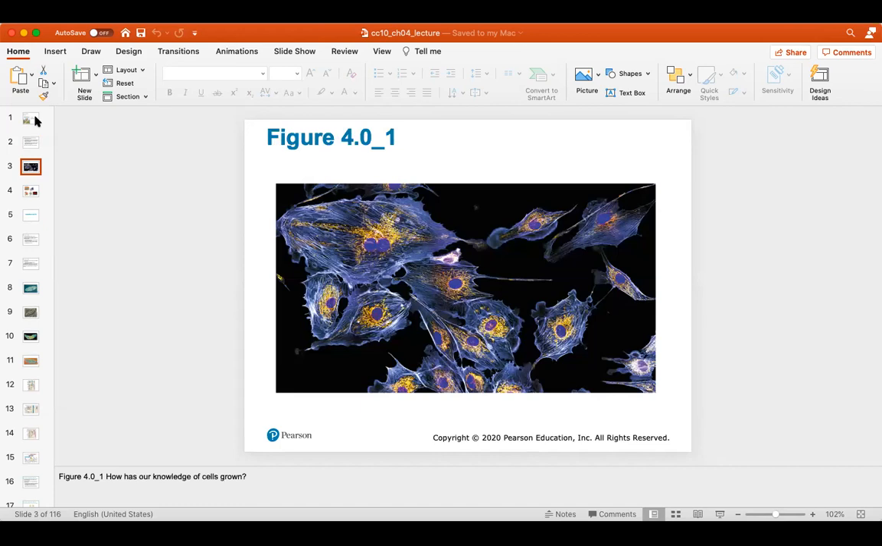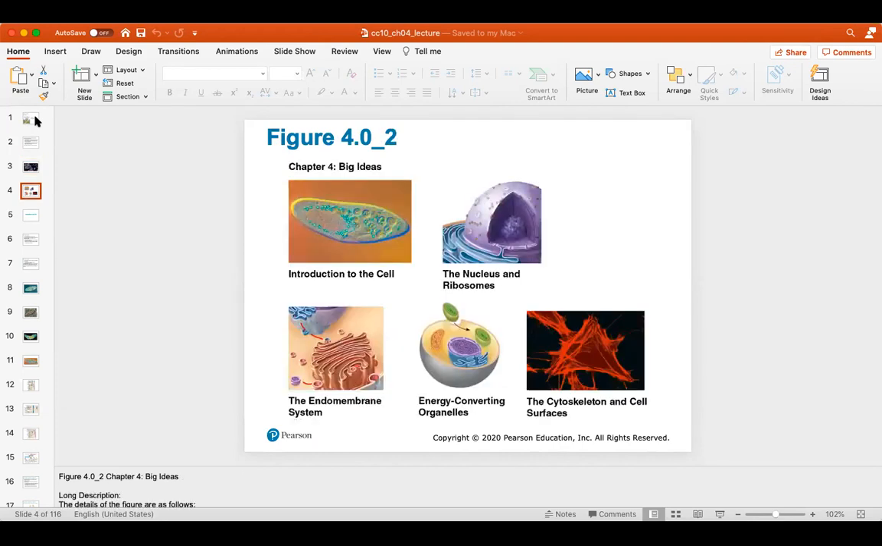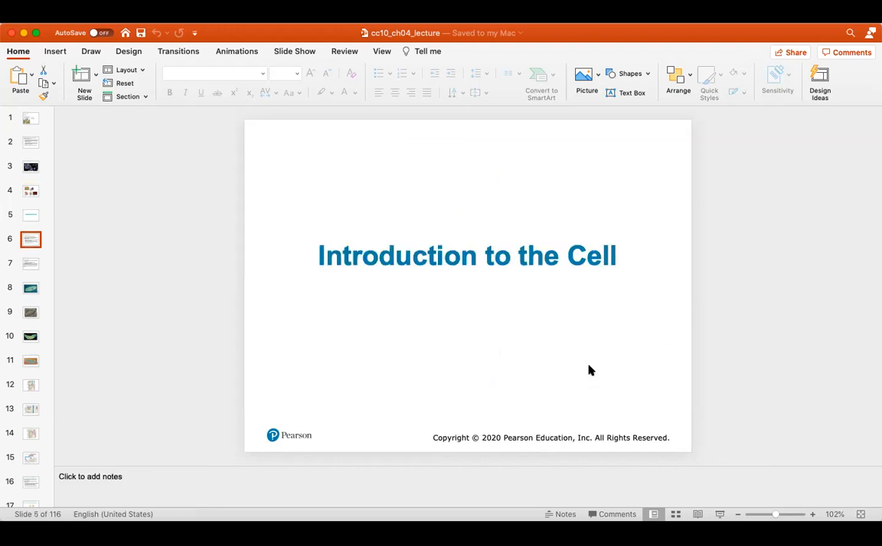So our knowledge of cells has grown vastly, and that's really due to the use of microscopes, and just the ability to see the cell in a more zoomed in version. So this is just a look at an example of a cell, and we're going to zoom in on different types of cells here. So chapter 4, big ideas. We'll introduce the cell, we'll look at the nucleus, ribosomes, the endomembrane system, energy converting organelles, which will be the mitochondria, and then the cytoskeleton, which is like the bones of the skull and the cell surfaces.